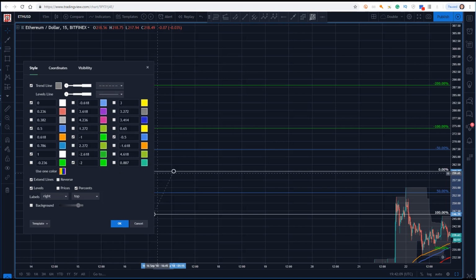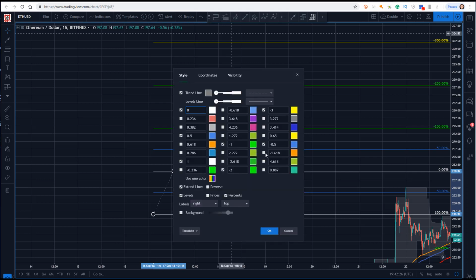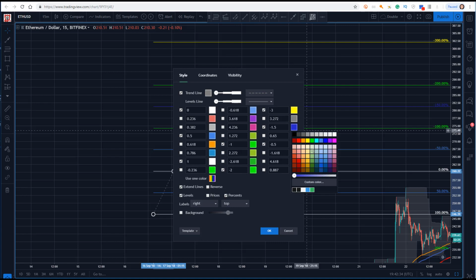Do I have the negative 300? I want the negative 300. All right, so there you have the negative 300. So here's the 100%. Here's the minus 50, minus 100. You could add the minus 150 as well. Often you'll see a reaction. Let's get the minus 150 in there. Let's use minus 1.5. We'll put that in blue as well.